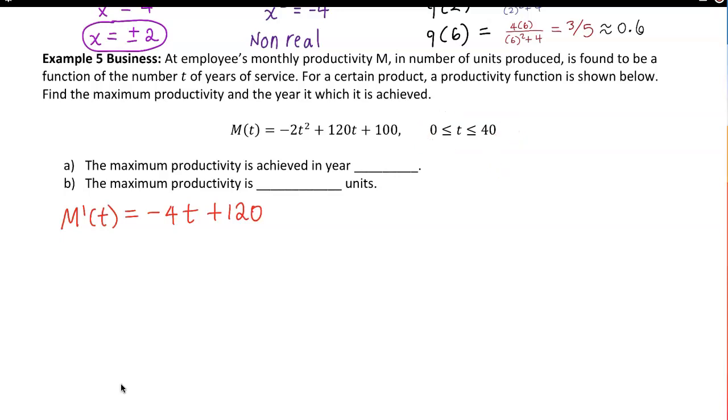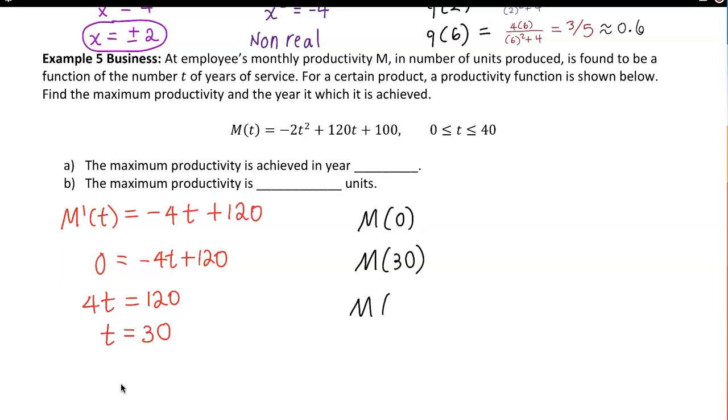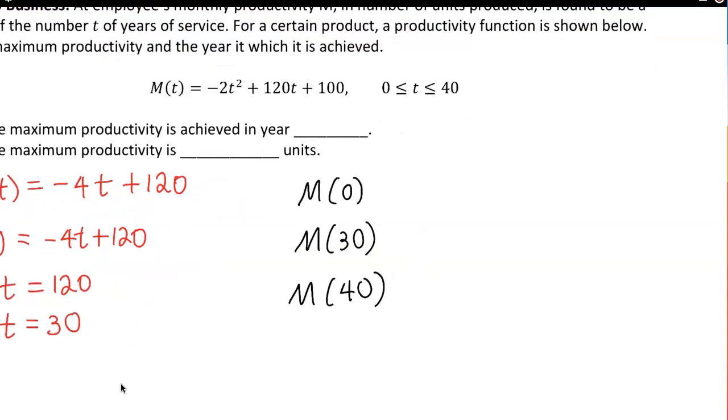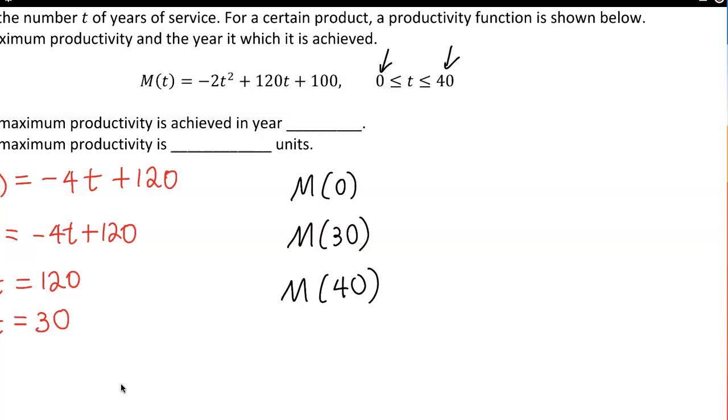Okay, I'm going to find the critical value by setting this equal to 0, because a critical value is where a relative maximum or minimum could happen. So that may be a point where it is an absolute maximum or absolute minimum. If I solve this, I get 4t equals 120, t equals 30. Something will happen after 30 years of Vivian working for this company. So now I'm going to find M of 0, M of 30, and M of 40. You understand why I'm finding M of 30? Because that is the critical value we just found. And the 0 and 40 are the endpoints. You need to always check them, okay?